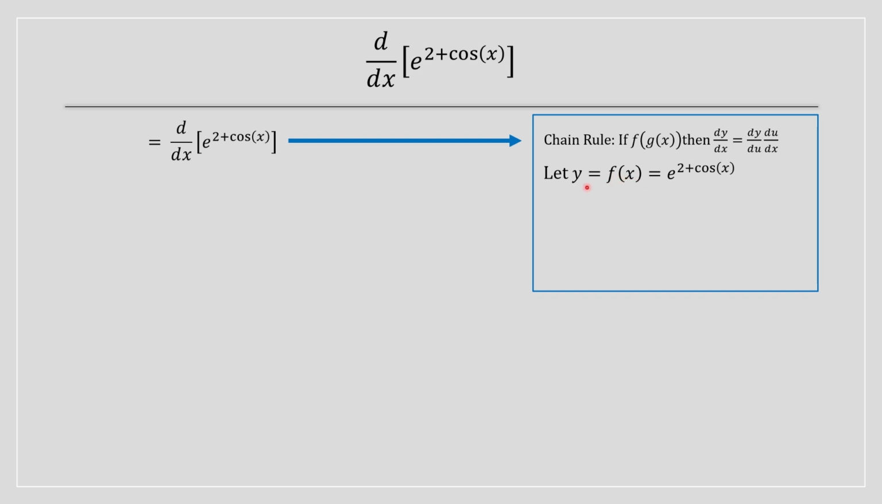So basically, our y is the whole function. It's the outer function, which is the f portion. We can rewrite it like this. And the interior portion is 2 plus cos of x. Once we rewrite it like this, we can apply the chain rule. And we apply it over here.